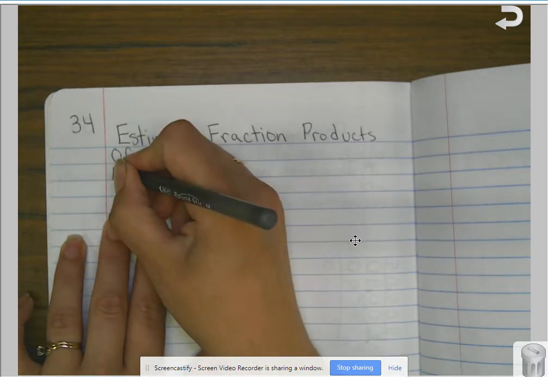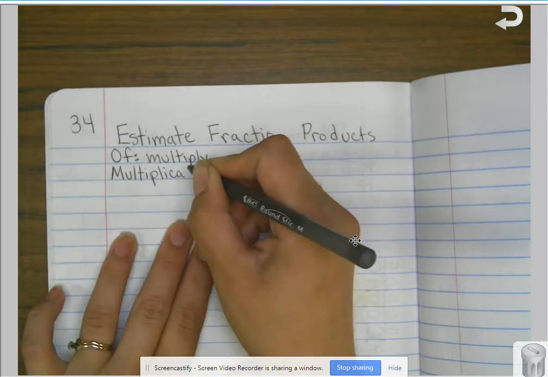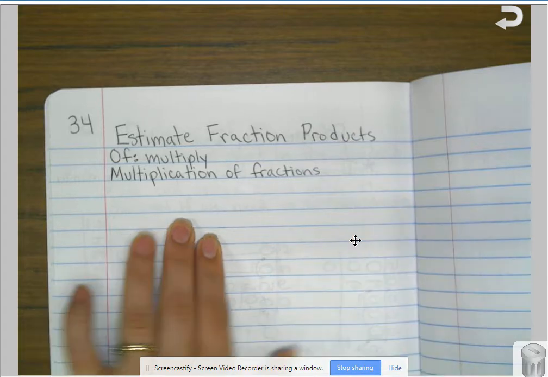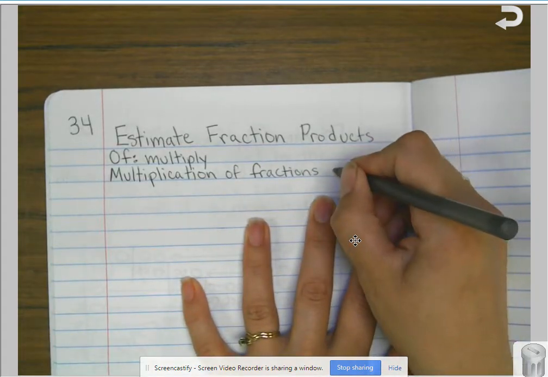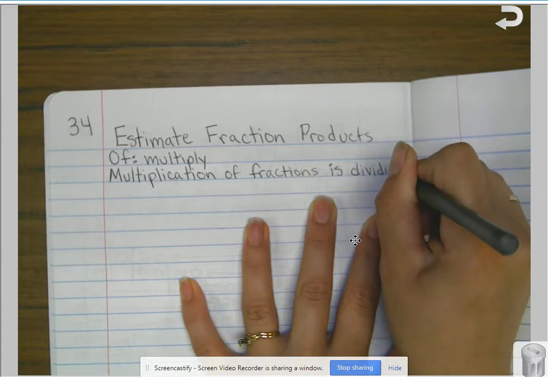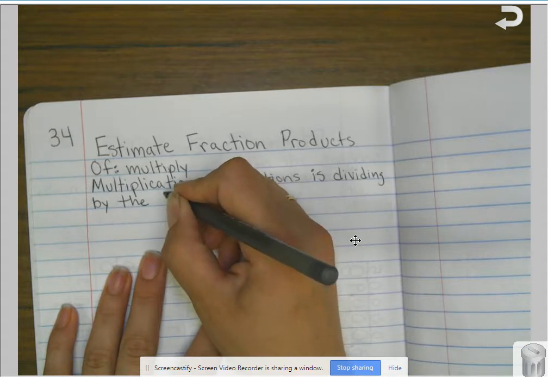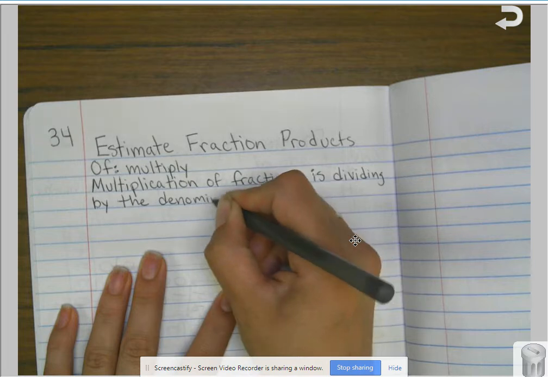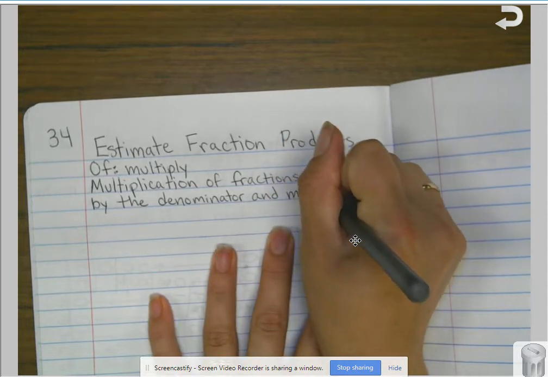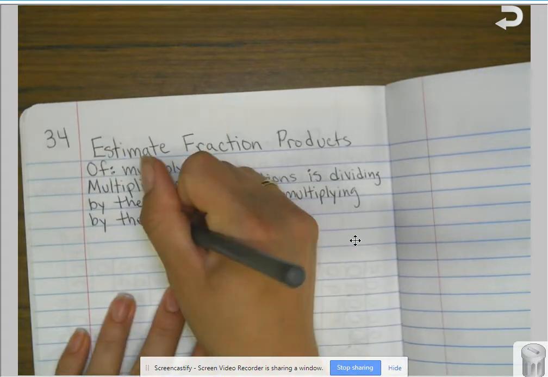So when we multiply by fractions, I want you to write this down: multiplication of fractions is dividing by the denominator and multiplying by the numerator.